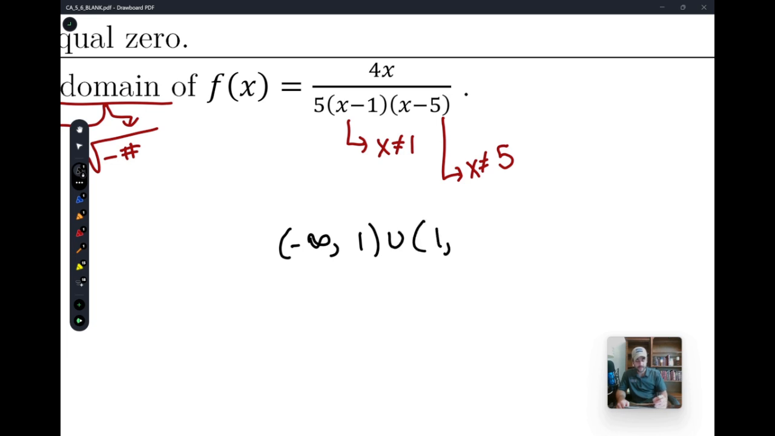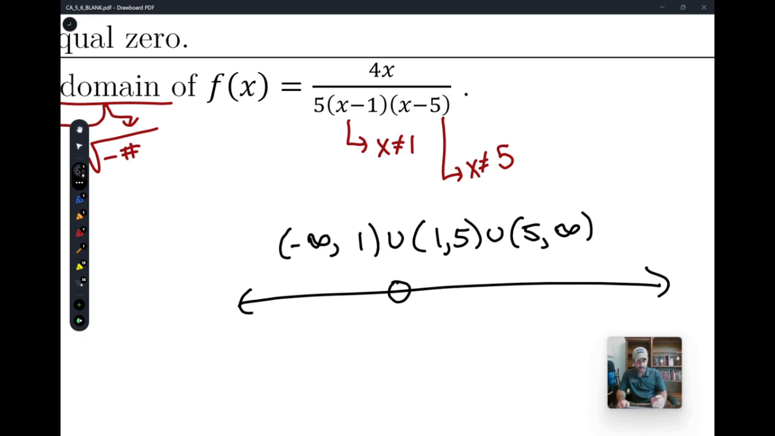Then we're going to go from 1 to 5, then unite it with 5 to infinity. On a number line, what that looks like is you've got open circles at 1, open circle at 5, and every other number in the world is allowed to be on your graph.